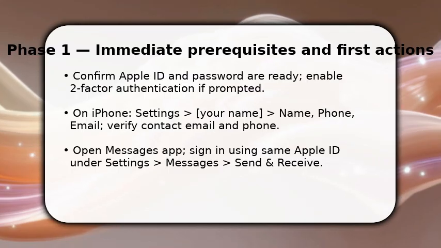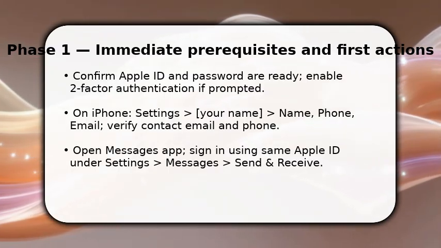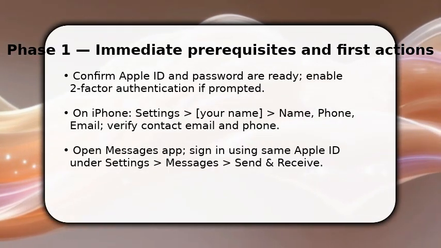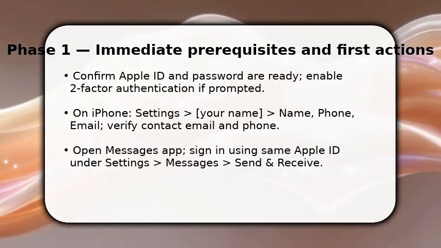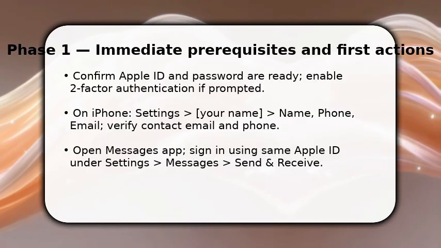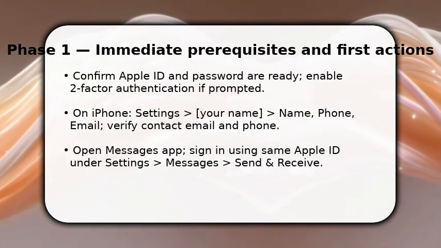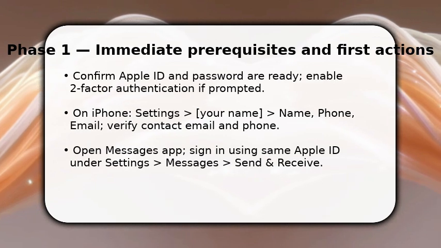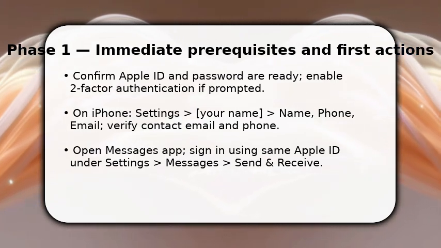Next, on your iPhone, go to Settings, tap your name, then name, phone, email, and confirm the contact points you'll use. Finally, open Settings, Messages, and choose Send and Receive. Sign in with the same Apple ID. This links your identity across devices and prepares messages to send and receive correctly.